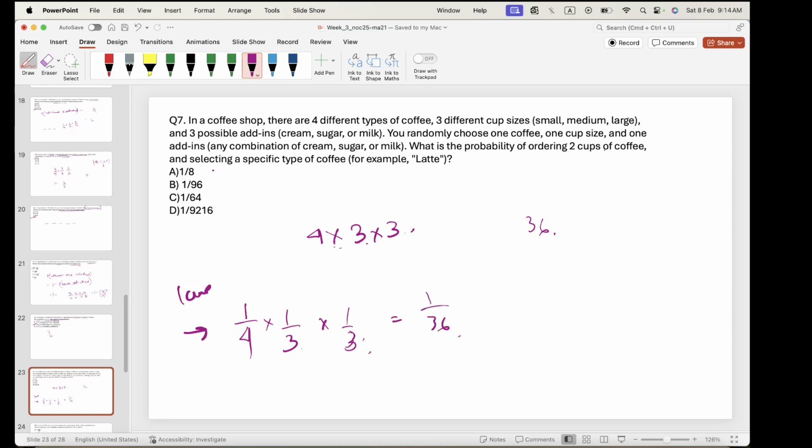Since it's not that if I order one cup of coffee in size small, I cannot order another cup, right? So if I have to order two of these, ordering cup 1 and cup 2, then for cup 2 also I will have the same kind of choices. So the correct answer would be 1 by 36 square. Now how much should that come to? 9216.